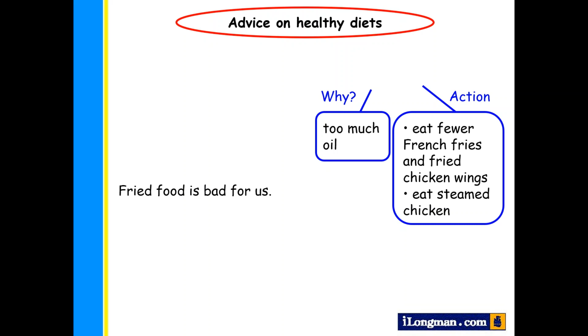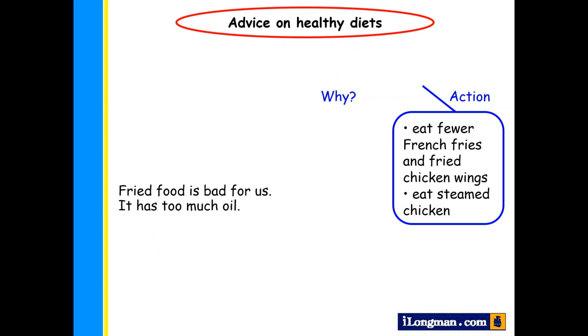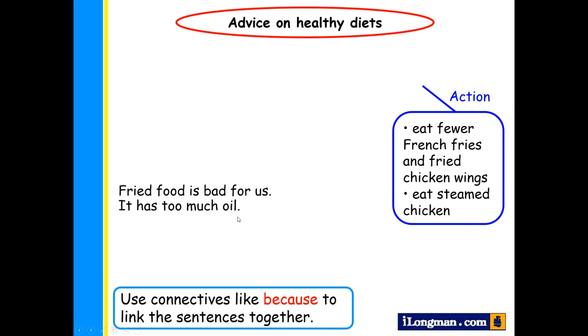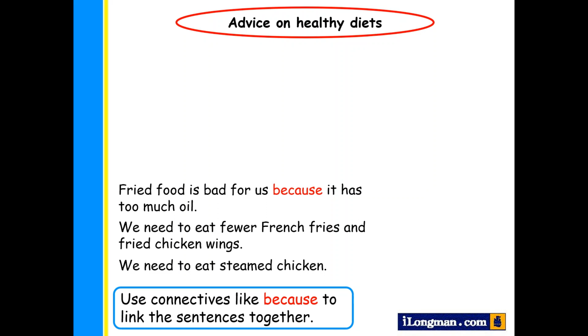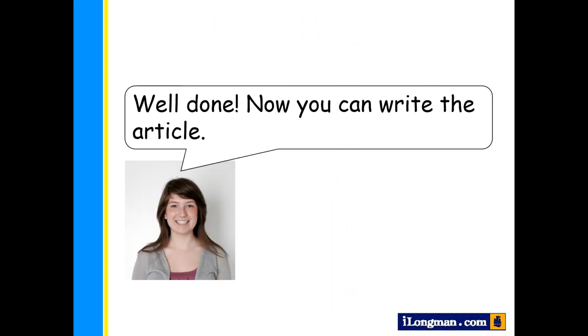Fried food is bad for us. It has too much oil. Join them with because. Fried food is bad for us because it has too much oil. We need to eat fewer French fries and fried chicken wings. We need to eat steamed chicken. Well done! Having the sentences, now we can write the article.